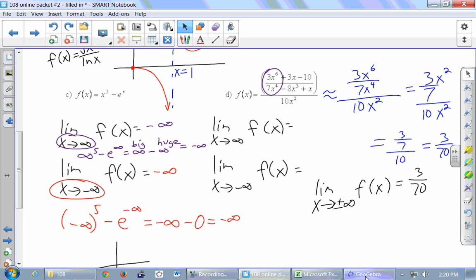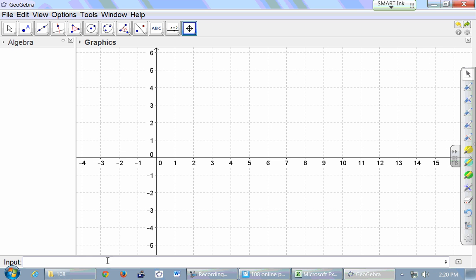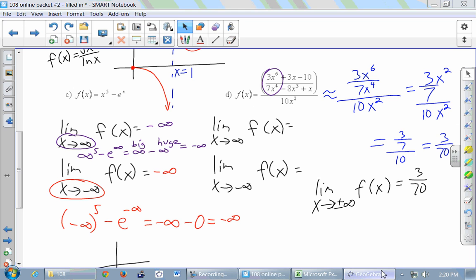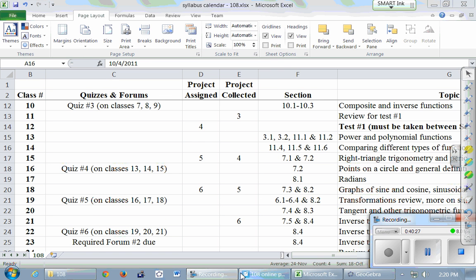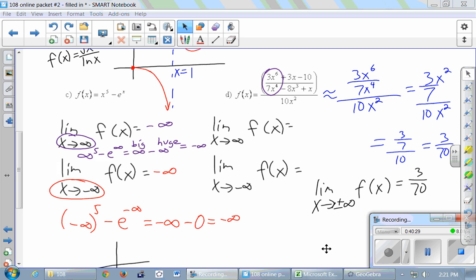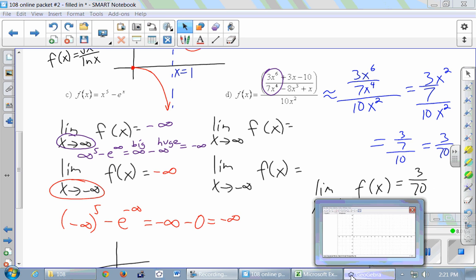And so we can type this one into GeoGebra as well. So f of x equals, all right, lots of parentheses here because the function is quite complicated. In fact, I'll pause the video and just type this thing in. Okay, so I typed it in. We're about to graph it on GeoGebra. We're trying to see that this graph goes to 3/70 at the far right and far left. That's a horizontal asymptote, both directions for the end behavior.